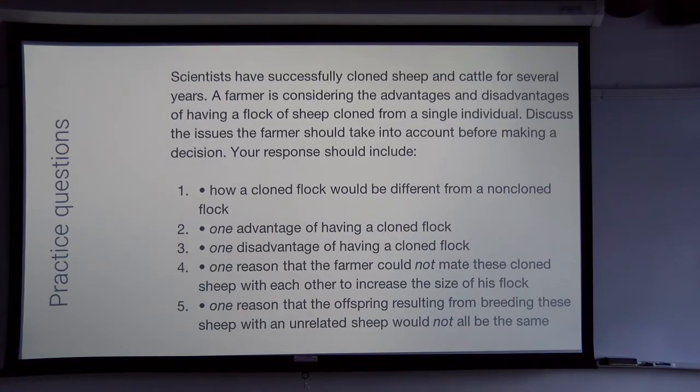An advantage to that would be the fact that whatever trait you were looking for, you would have it in this flock. A disadvantage is that if they're all alike, what if there's a disease that affects one? It would affect all, because they're all exactly alike. One reason the farmer could not mate these cloned sheep with each other is that they will be the same, the one sex. Whatever sex you clone, that's what you're going to get in the cloning process. And a lot of them have a shorter lifespan, and there are developmental difficulties in cloning.